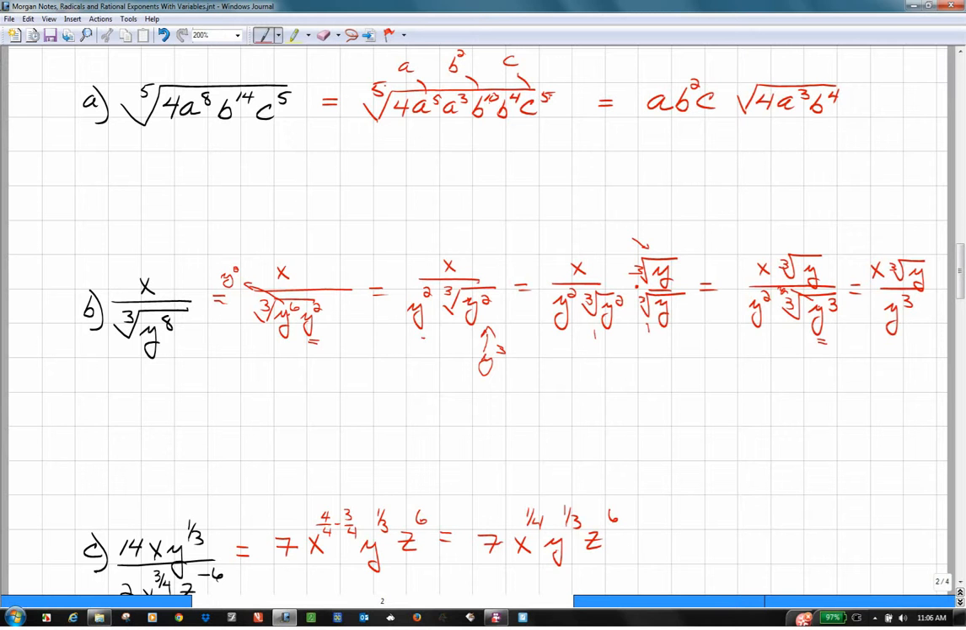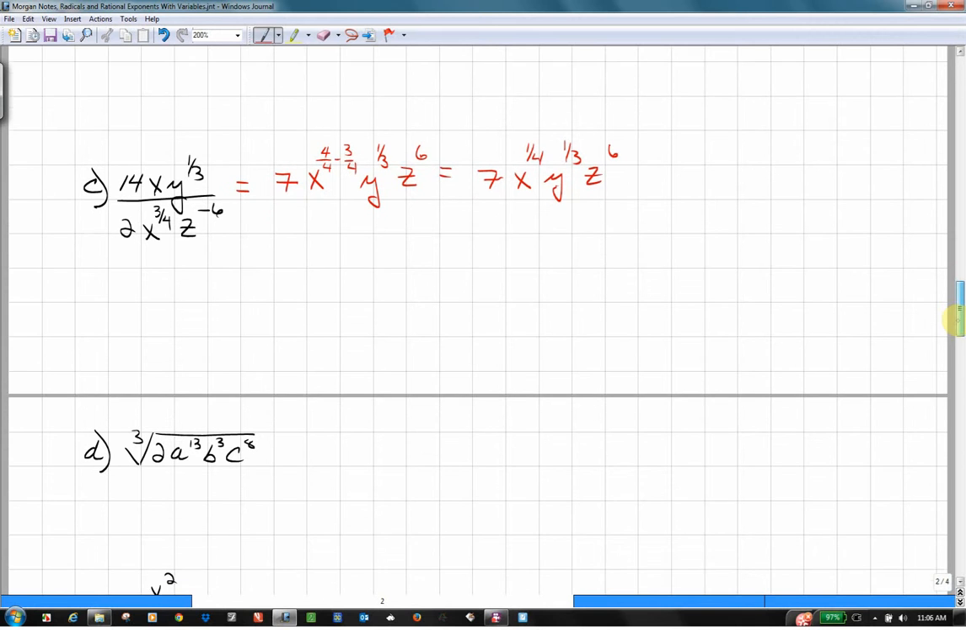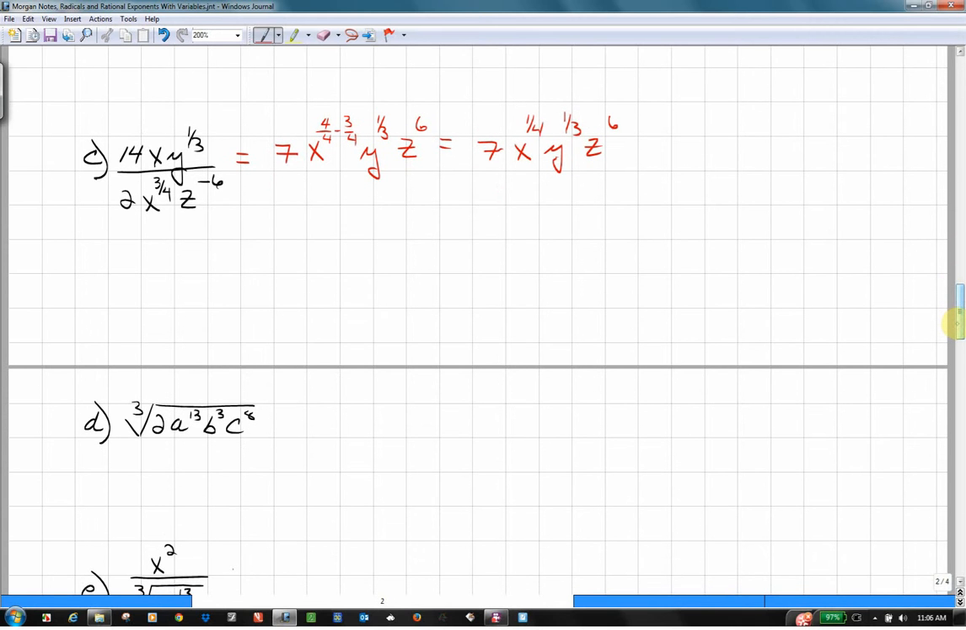Okay, let's go on to another example. Okay, here, and some of these in the book are a little too simple. This is simply rational exponents. I'm going to keep it in rational exponents. I'm not going to switch it to radical form.